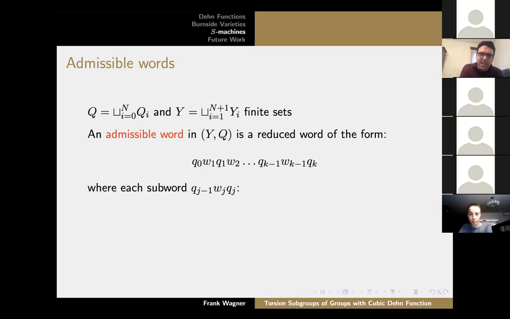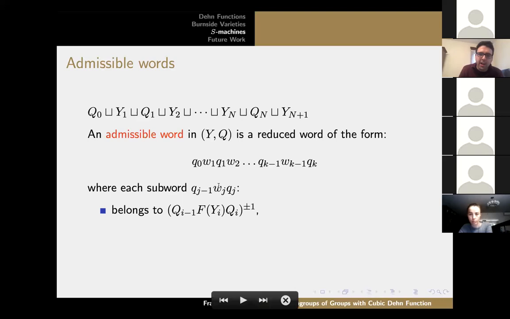So to explain how they work, I'm just going to talk about how I rewrite this top part, q_0, y_1, q_1, y_2.